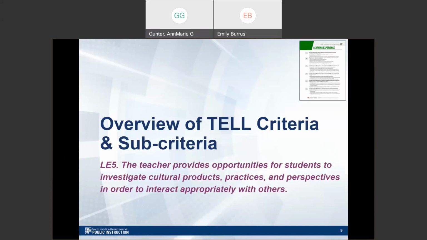Our focus today is the learning experience, and the sub-criteria you see is LE5. The teacher provides opportunities for students to investigate cultural products, practices, and perspectives in order to interact appropriately with others. So those are those 3 P's we talk about with culture: products, practices, and perspectives.